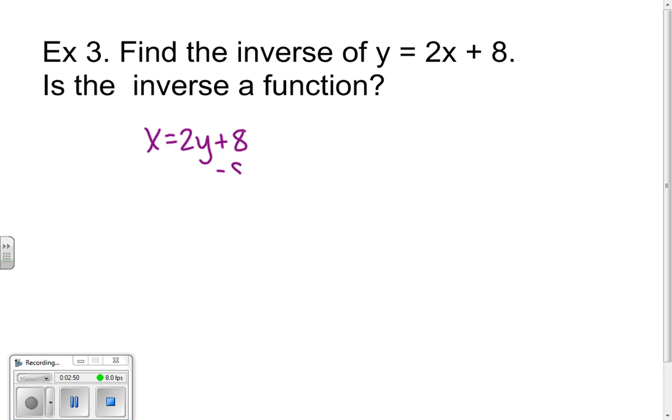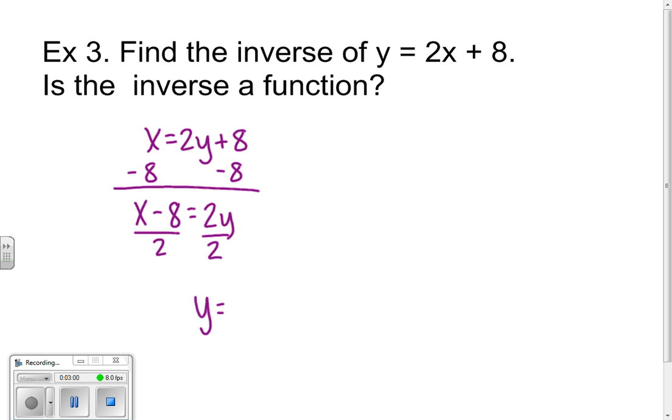To solve this for y, I'll start by subtracting 8. That gives me x minus 8 equals 2y. Then I'll divide both sides by 2, and you should really pretty that up. Also switch sides. x over 2 gives me a 1/2 x, and then 8 over 2 gives me a -4. It says, is the inverse a function?